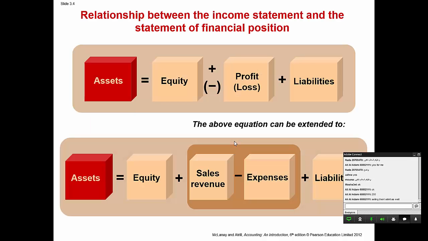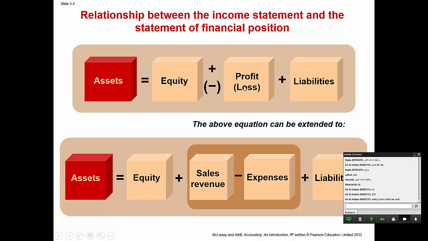Okay, what is the relationship between the income statement and the statement of financial position, or what we call the balance sheet? What is the relationship between them? As we can see here in the balance sheet, as we saw before in the previous lecture, this is the accounting equation, which is assets is equal to equity plus or minus profit or loss plus liabilities.